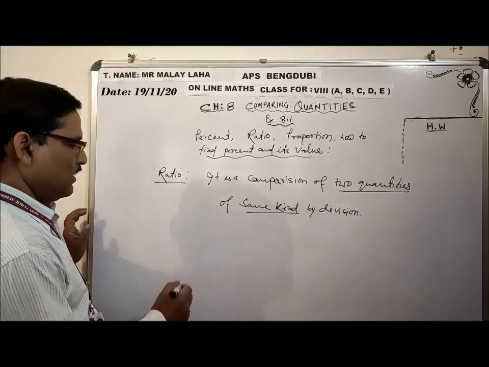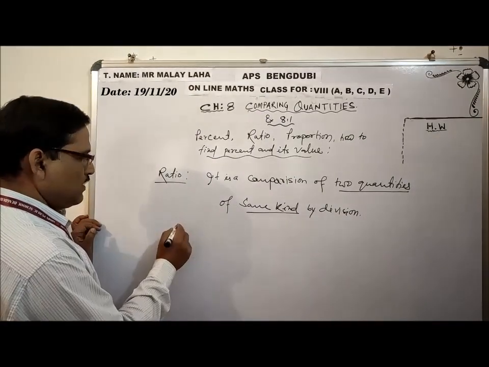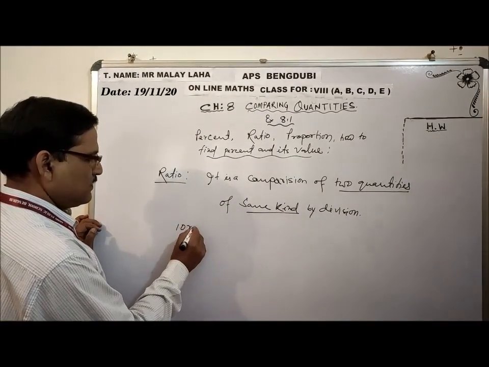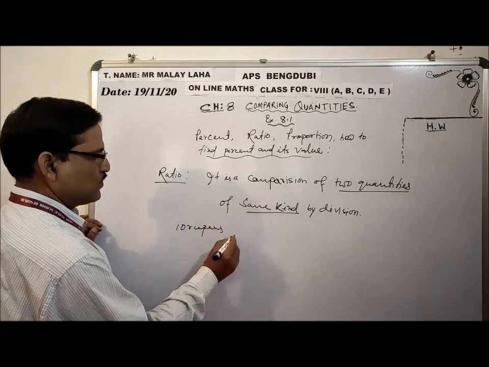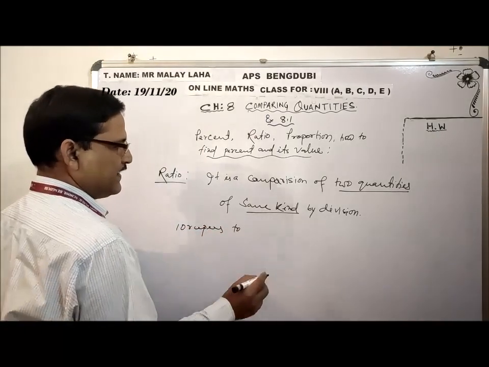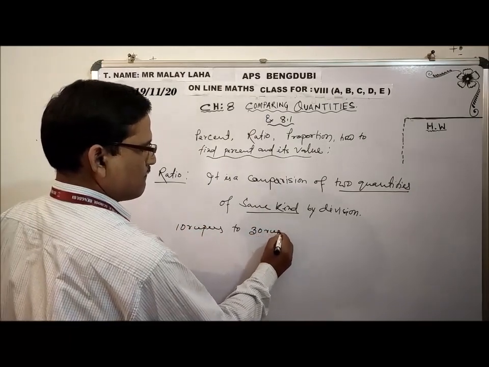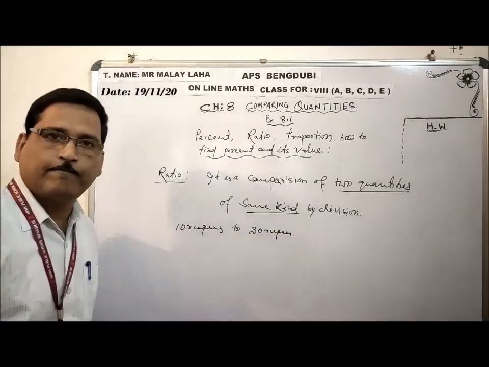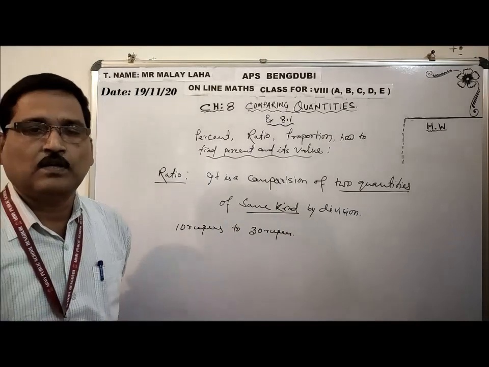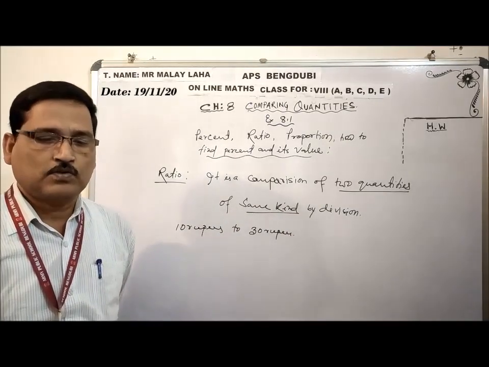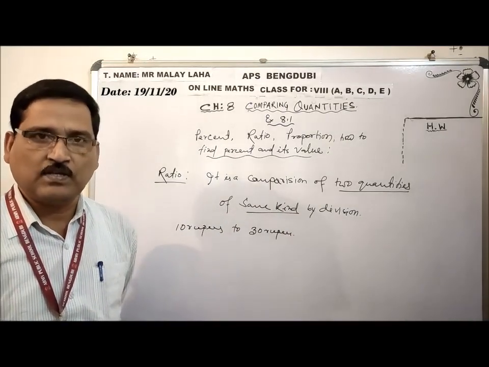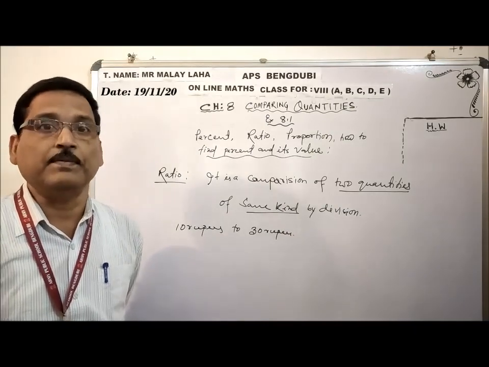Say 10 rupees to 30 rupees. Clear? 10 rupees to 30 rupees. The instruction is: show it in a ratio, find the ratio of this. And afterward, then percent may be there.